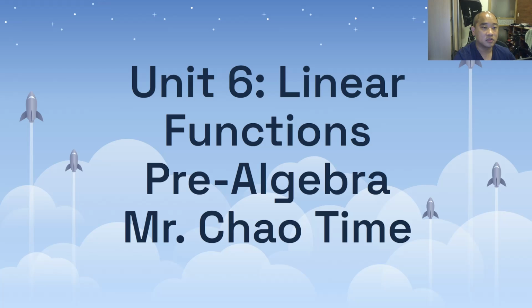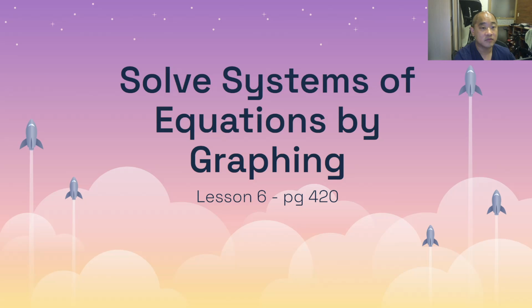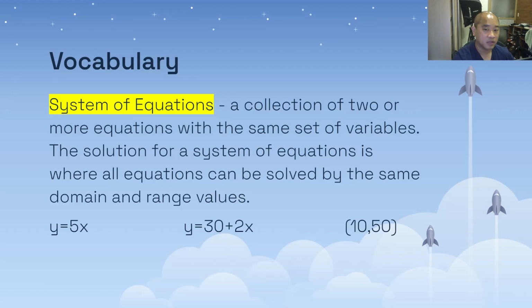It's called Systems of Equations. This one is important because this is lesson 6, page 420 if you're following along in the book, and because this is the meat of the project that you're doing on accounting efficiency.